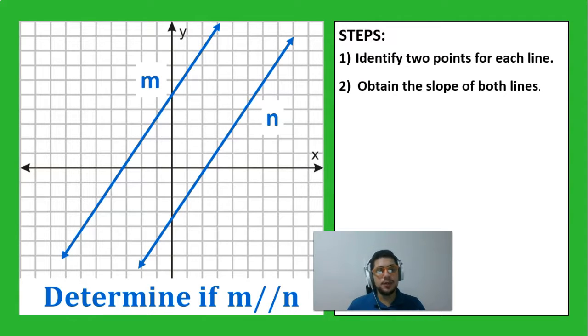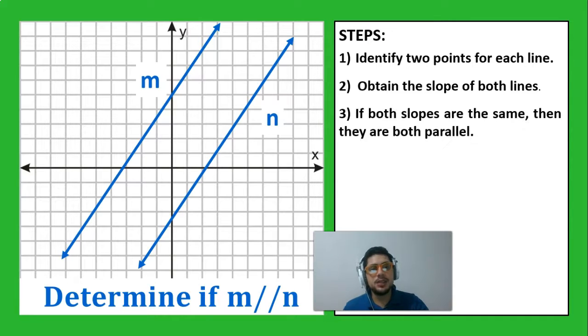After that, you're going to obtain the slopes of both of them. And last but not least, you're going to see that if both slopes are exactly the same number, then they are both parallel. Okay, so again, first let's try identifying the 2 points of each line.